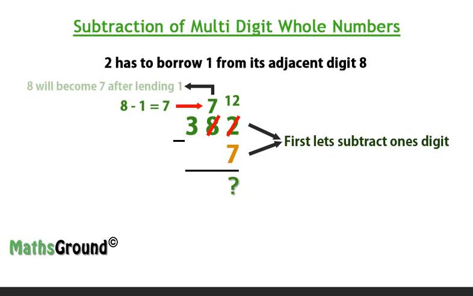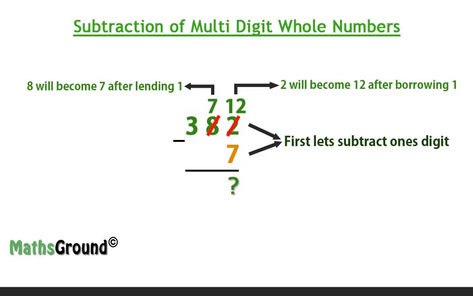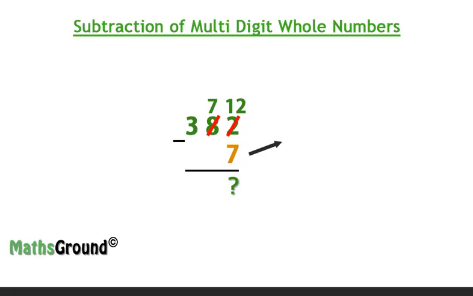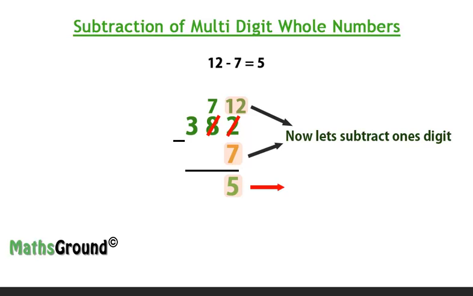Two at 1's digit has to borrow 1 from adjacent 10's digit 8. 8 at 10's digit will become 7 after lending 1. 2 at 1's digit will become 12 after borrowing 1. Now let's subtract 1's digit after regrouping. New order of subtraction at 1's digit is 12 minus 7. 12 minus 7 equals 5.